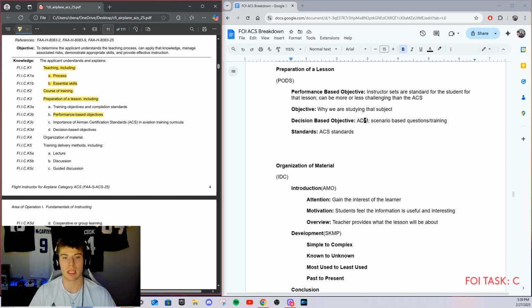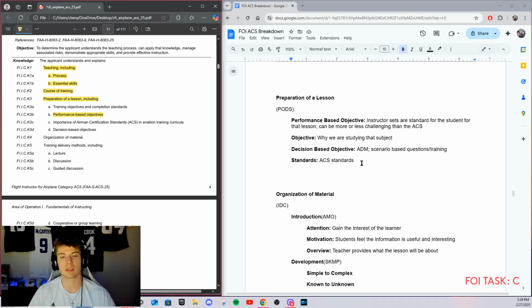And then standards is just using the ACS standards. Again, that's just for the check ride. The ACS standards are set for the check ride. So as you get closer to the check ride, make sure you're giving them those objectives and those standards. That's all 4 of those.